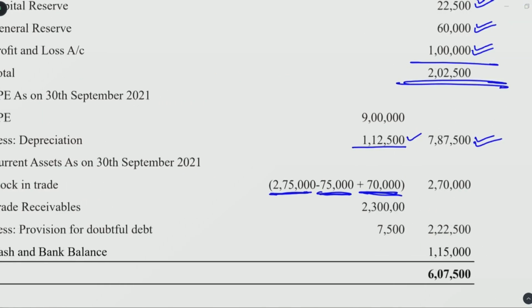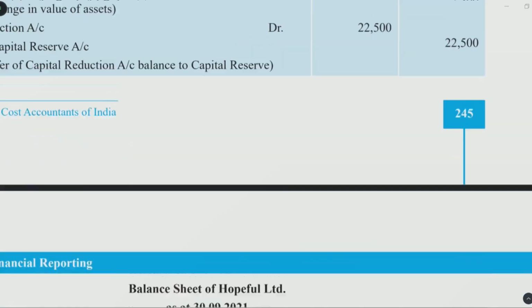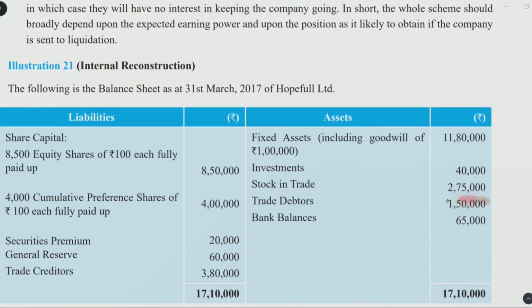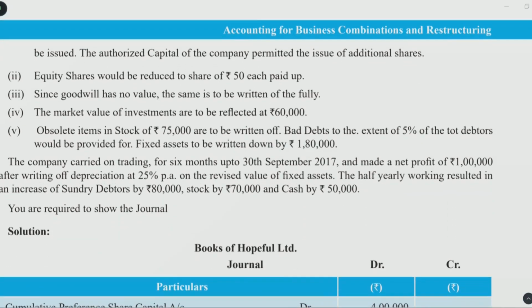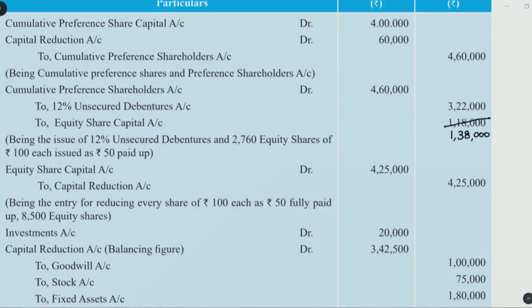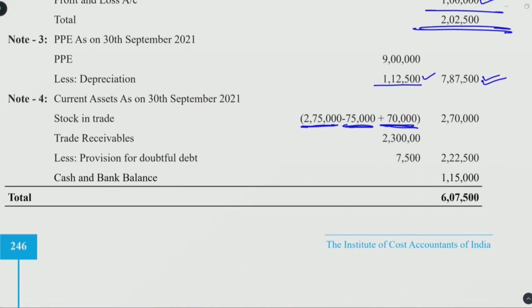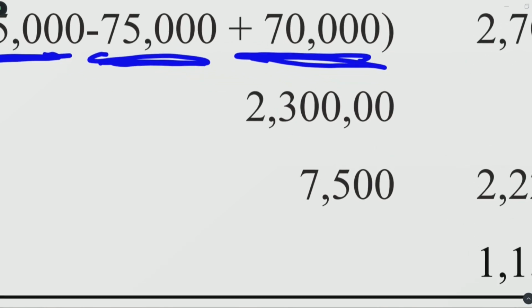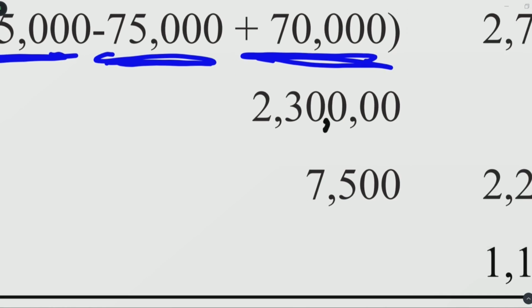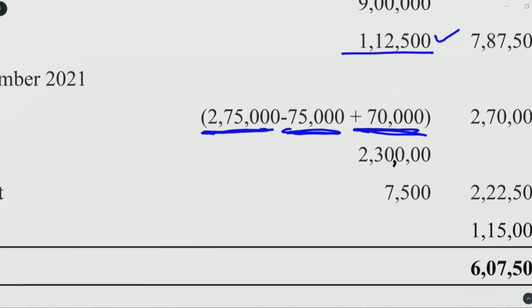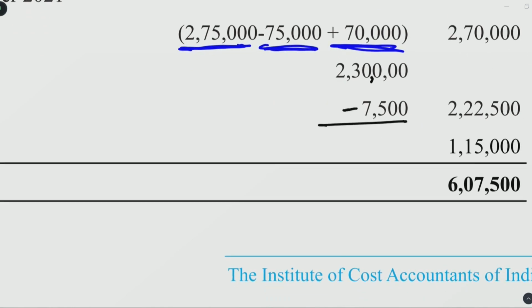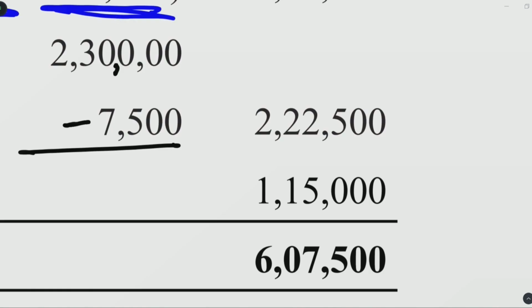Then the other points, your receivables. Look at your receivables balance in the balance sheet. Originally the receivables balance in the balance sheet, that is your trade debtors, it was 1,50,000, and your half yearly working is going to increase the debtors by 80,000 and then you have to create a provision for doubtful debts. So look at this. This comma hasn't been placed properly. This should be 2,30,000. The comma should be over here. Okay, this is 2,30,000. Basically, it is 1,50,000 plus 80,000, and from that you are subtracting 7,500. What you get finally over here is 2,22,500.